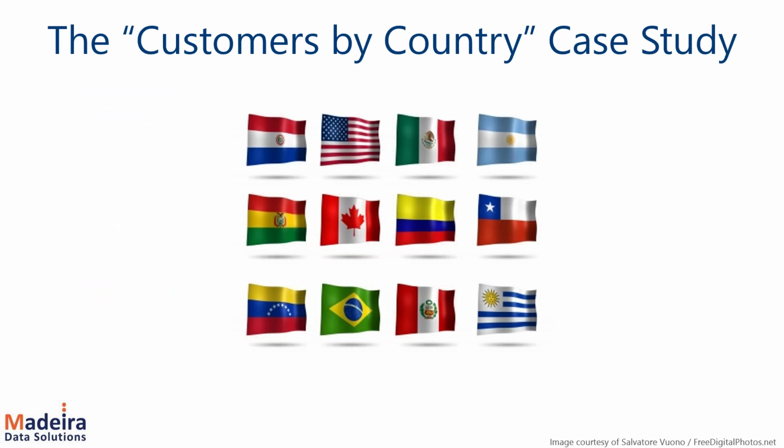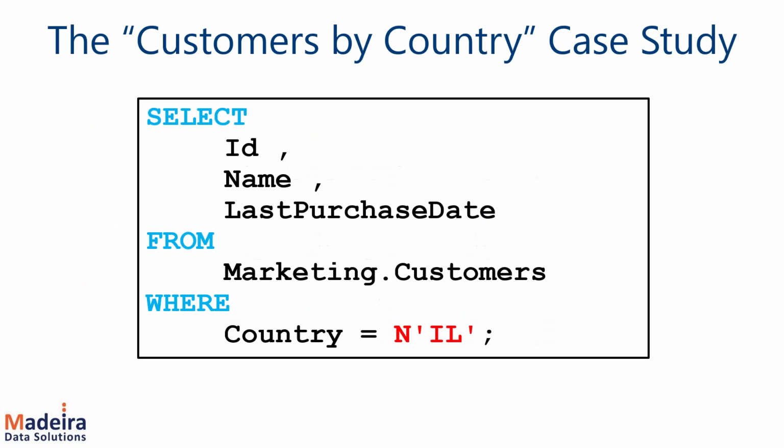I call it the customers by country case study, and it's a simple query. It looks like this. We have the customers table, and I'm querying it because I want to see all the customers from a specific country. We have a country column, which has 2 character codes of countries, and for this example, I would like to see all the customers from Israel, which is where I'm based. This query is going to help me demonstrate all the issues around parameters during this session.